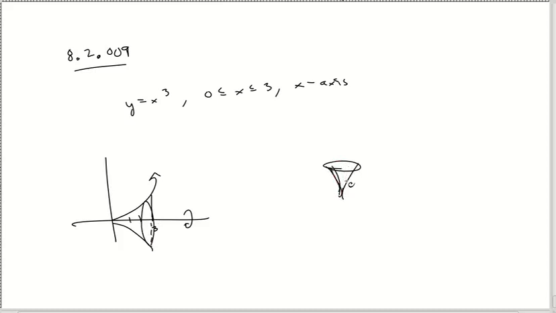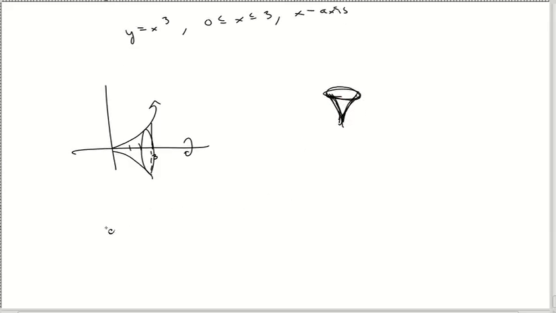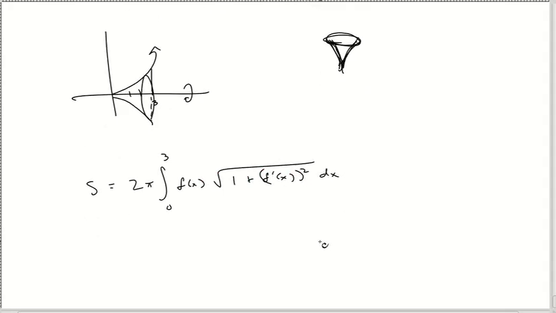So again, what's the surface area? How much material is required to make a funnel? That kind of thing. And so let's go and find it. My surface area would be 2 pi integral 0 to 3 of my r of x, which I already explained would be my f of x in this particular case, times the square root of 1 plus f prime of x all squared dx. Cool.